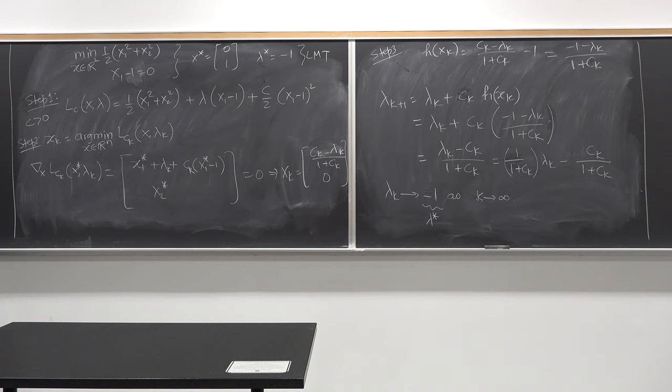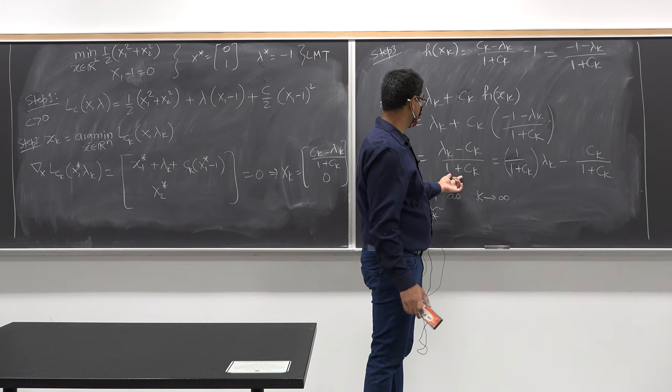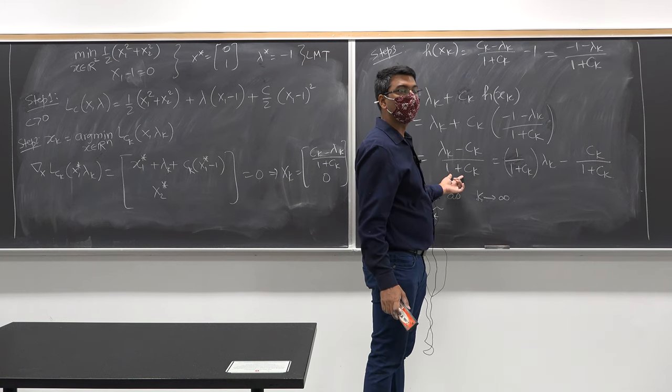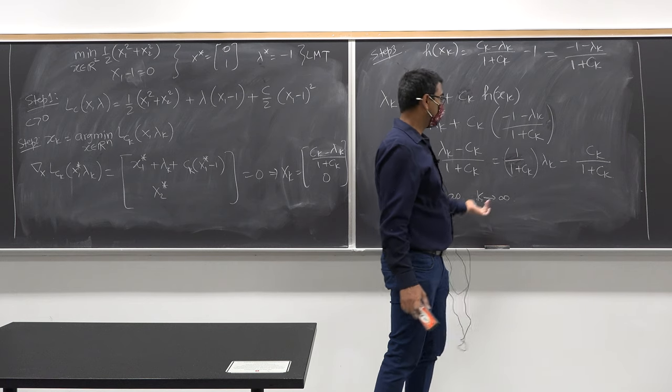If we divide them by ck, it will be easy to understand. Sorry? Like lambda k minus ck divided by 1 plus ck, if we divide both the upper part and lower part by ck. Yeah, you can do that. You will get the same answer.